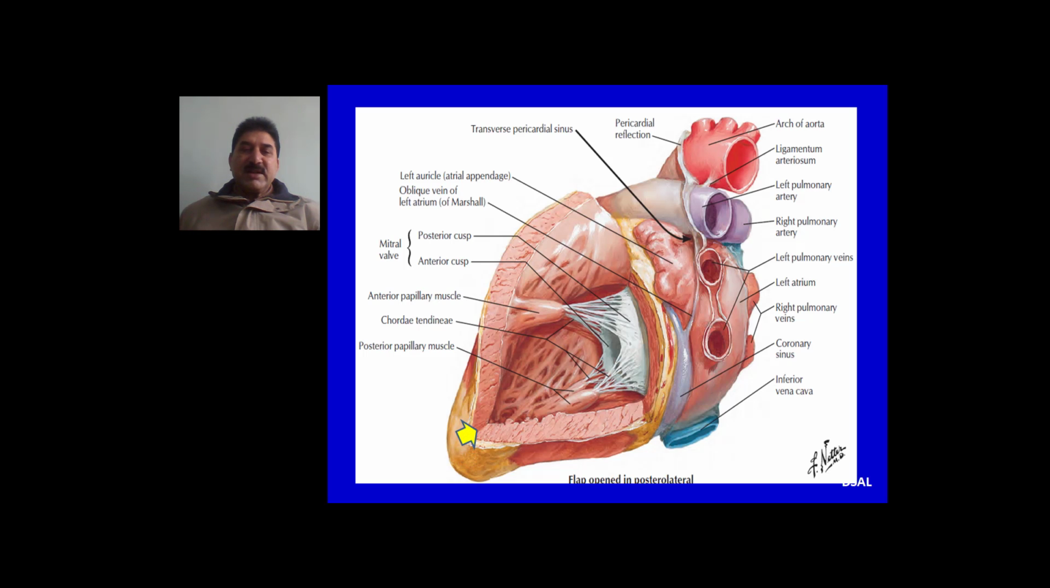As shown in this diagram, the wall thickness of the left ventricle is more than that of the right ventricle. There are only two papillary muscles, anterior and the posterior. These papillary muscles are attached to the leaflets of the free margin of mitral valve by means of chordae tendineae.